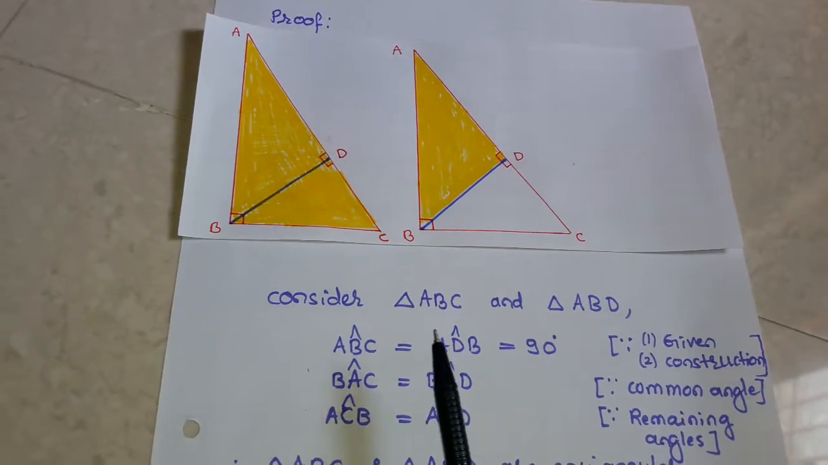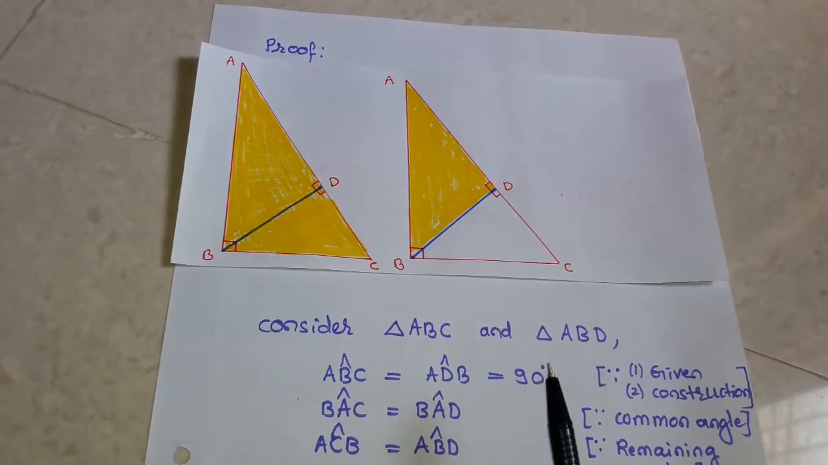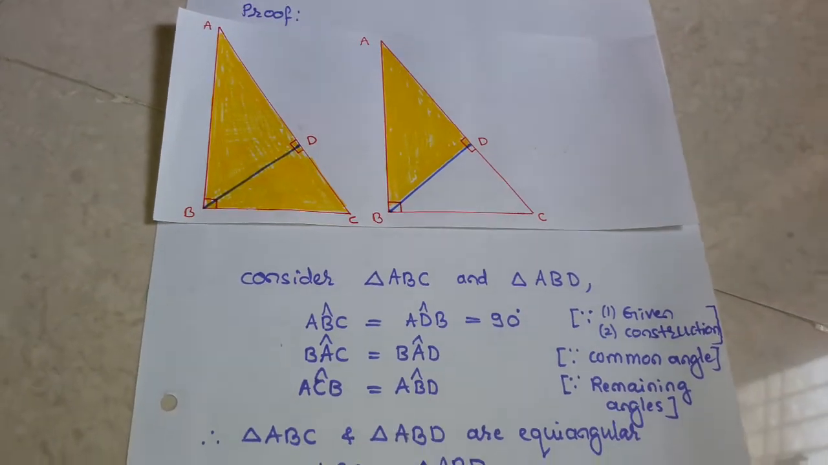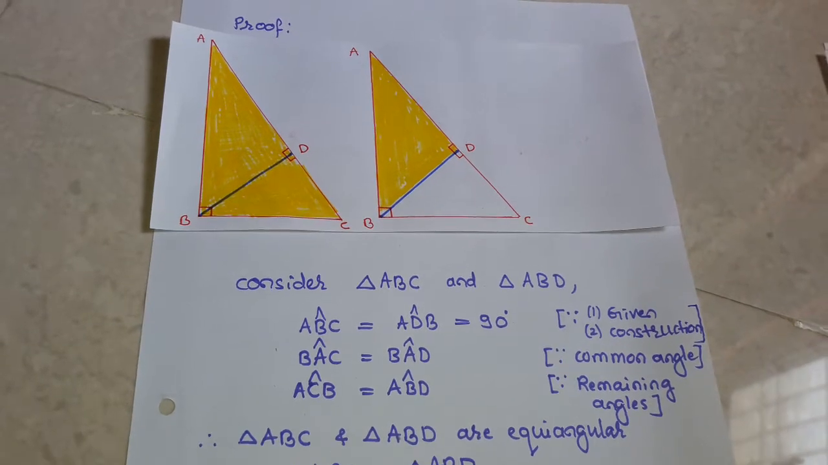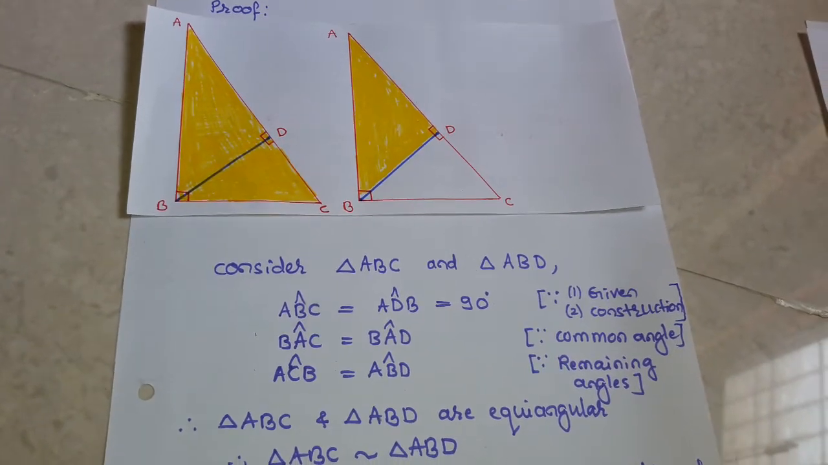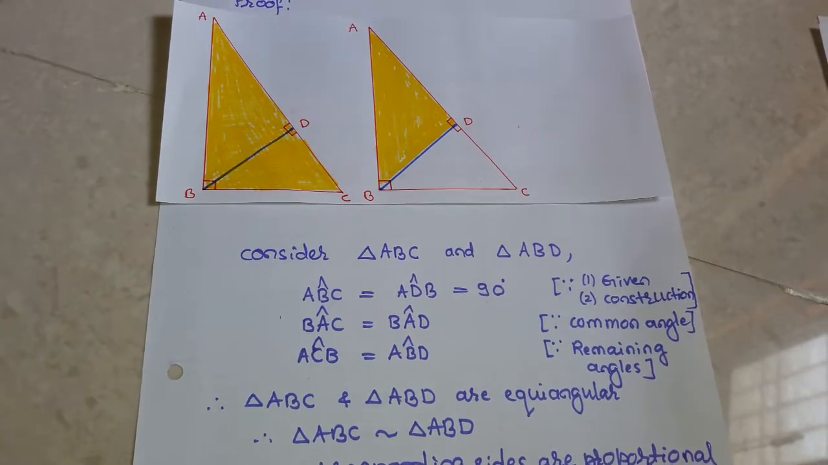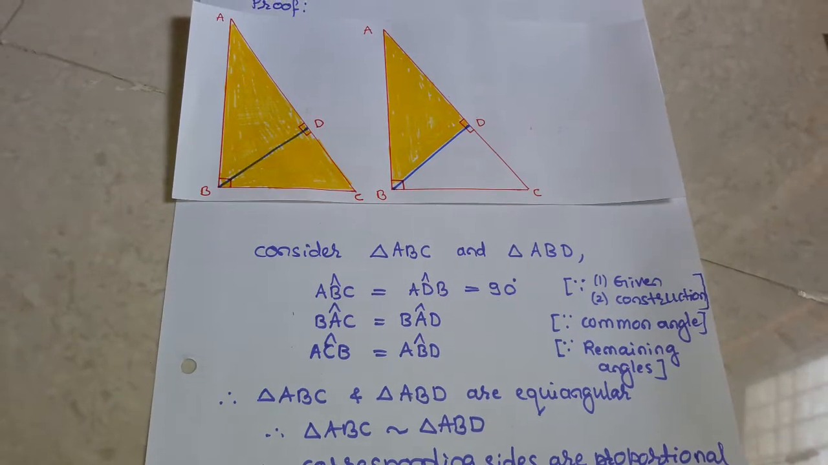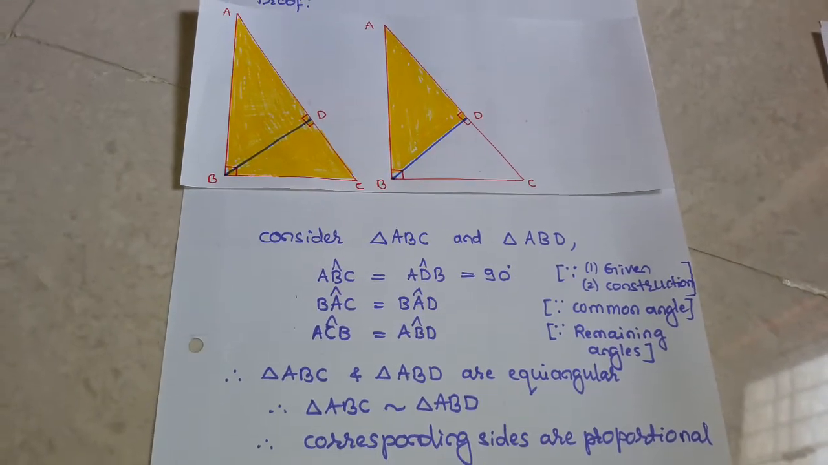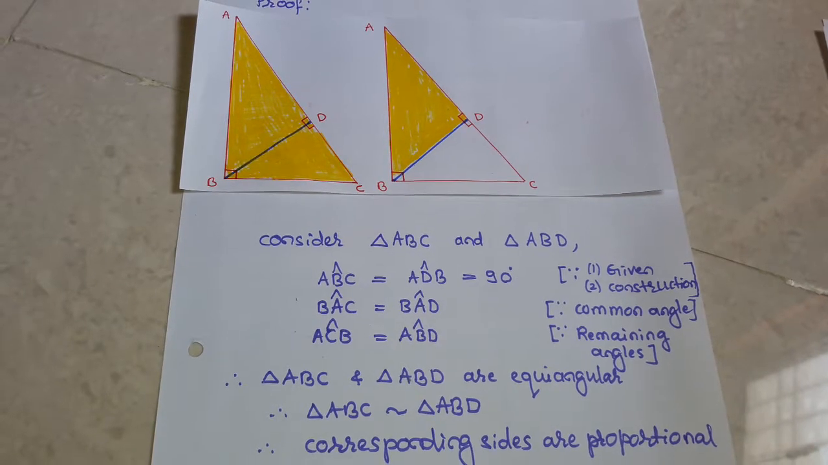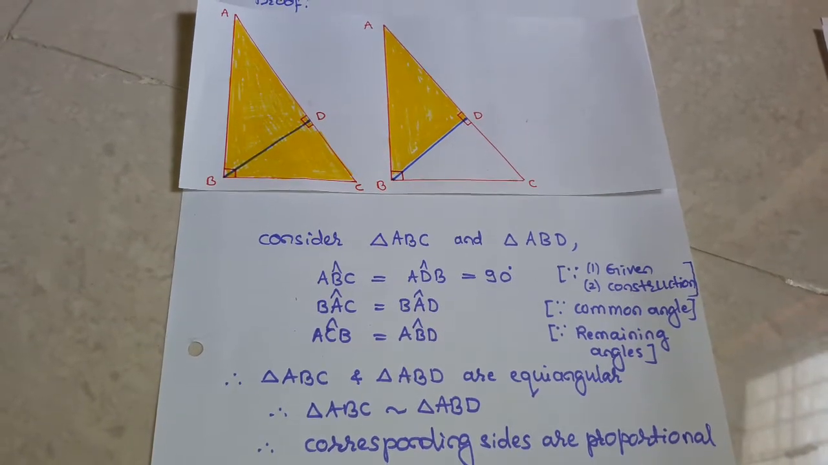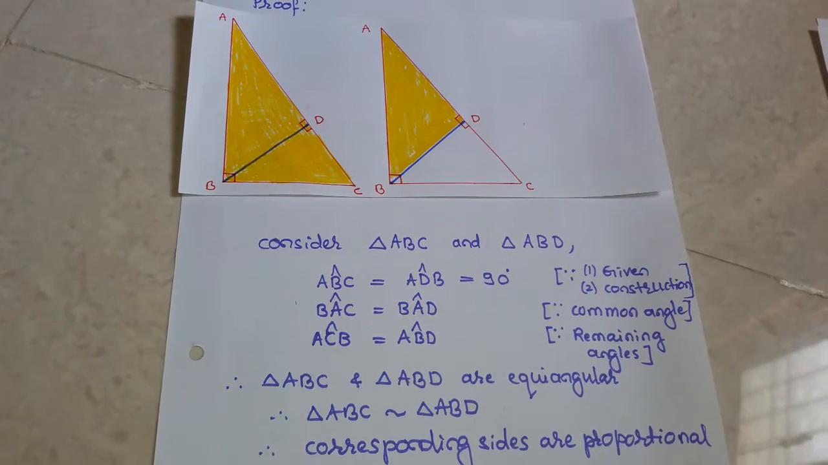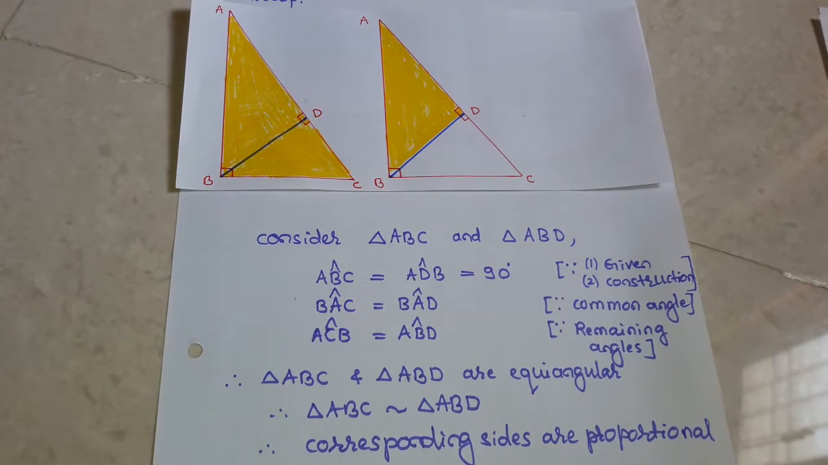So consider the triangles ABC and ABD. Here it is filled in yellow color. In the proof we will try to prove that these two triangles are equiangular by establishing three pairs of equal angles, and then we will announce that they are equiangular, and then we will write that the triangles are similar, then their corresponding sides are proportional, and we will proceed to get at least near to the required proof.